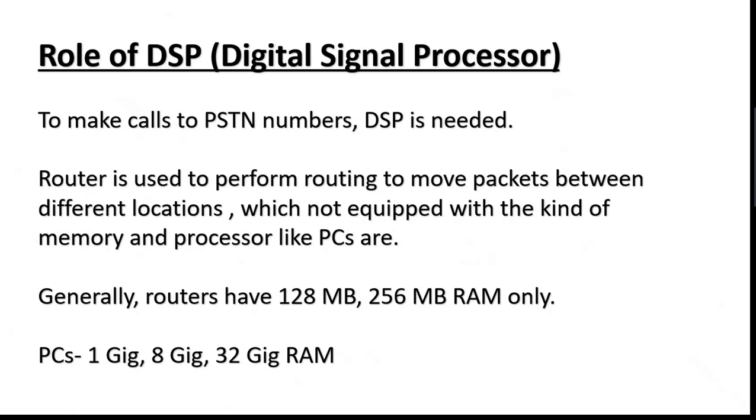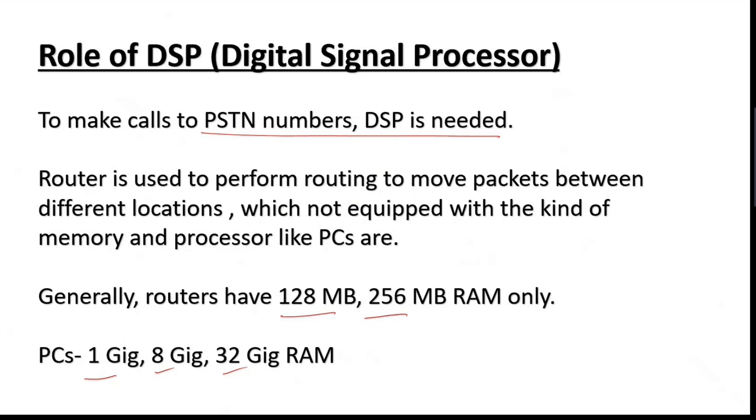All right. Then, as an overview, the basic discussion, there is the DSP. What is a DSP? It is a Digital Signal Processor. So, what is the role of DSPs? To make calls to the PSTN, a DSP is needed. A router is used to perform routing to move packets between different locations, and it is not equipped with the kind of memory and processor that PCs have. Generally, routers have 128 to 256 MB RAM only, whereas PCs have higher RAM, like 1 GB, 8 GB, 32 GB. So we have to make a router capable of carrying these voice packets.